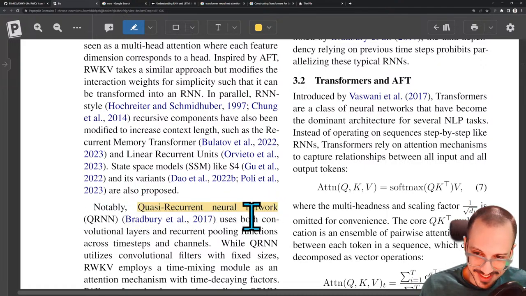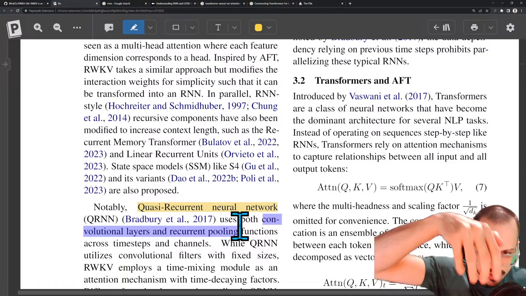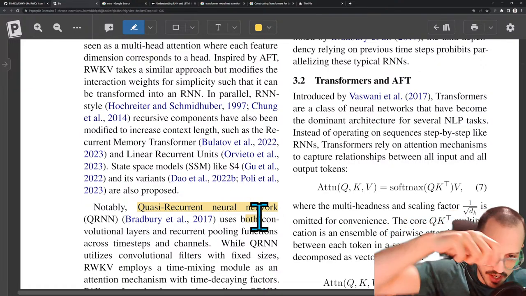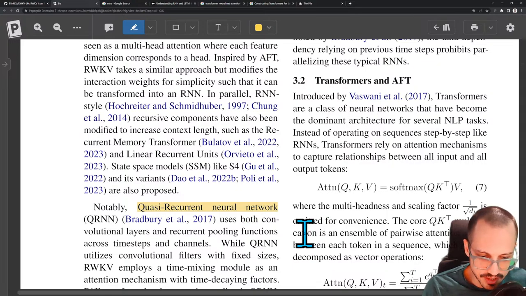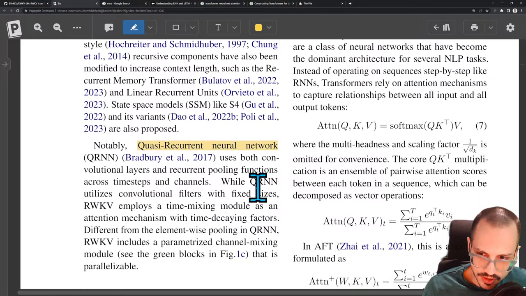Quasi-recurrent neural network. What a cool name, QRNN. Uses both convolutional layers and recurrent pooling functions across time steps and channels. So, one of the big advantages of convolution is that you can basically choose the stride length, and it allows you to trade off very easily how much of the actual sequence you want to sample. And convolution and pooling are very efficient ways of reducing the dimensionality of an input. So, of course, there are going to be all kinds of papers that try to use that in order to deal with very long sequences.